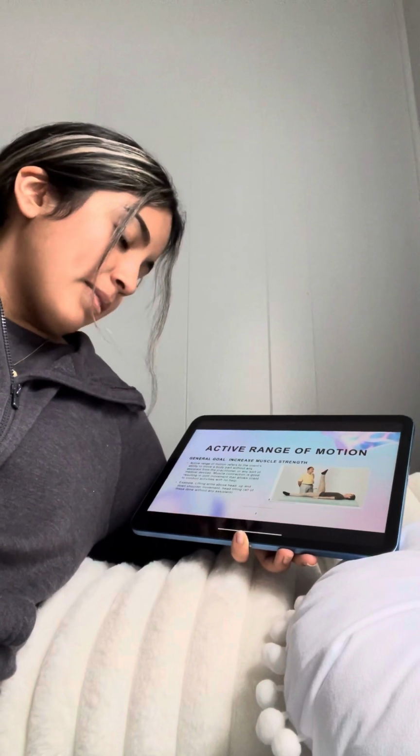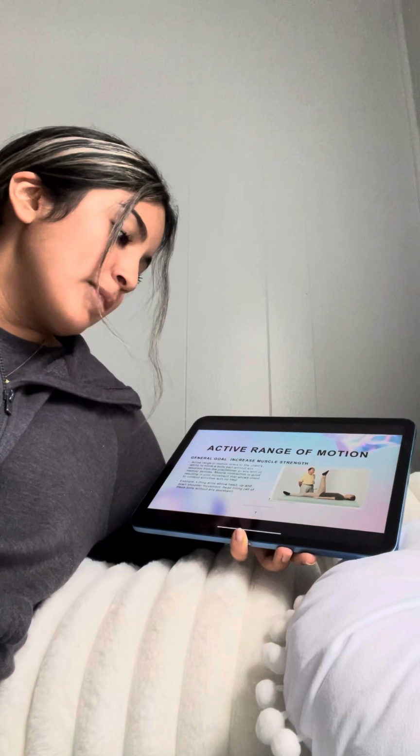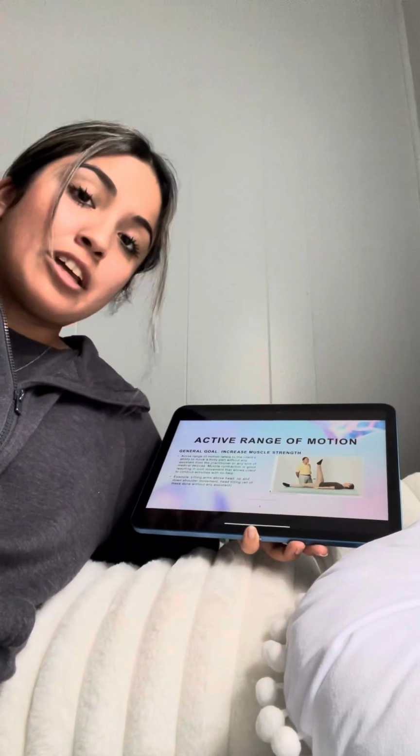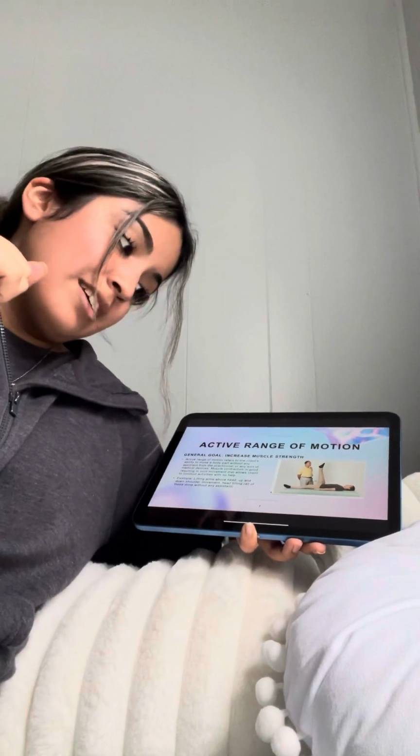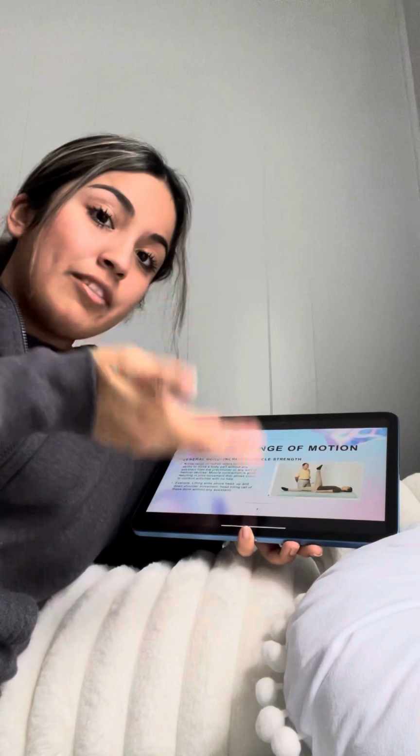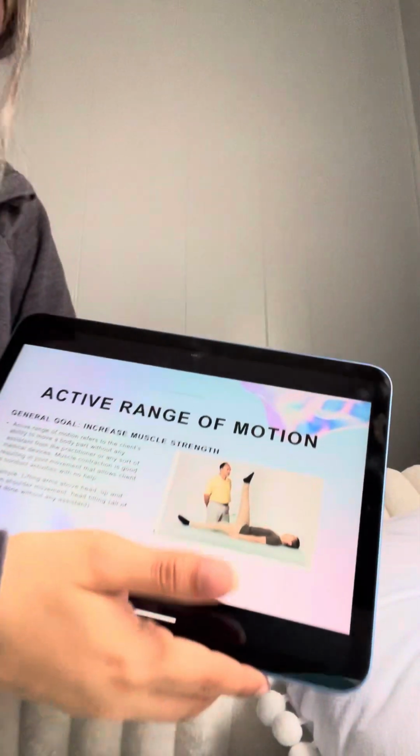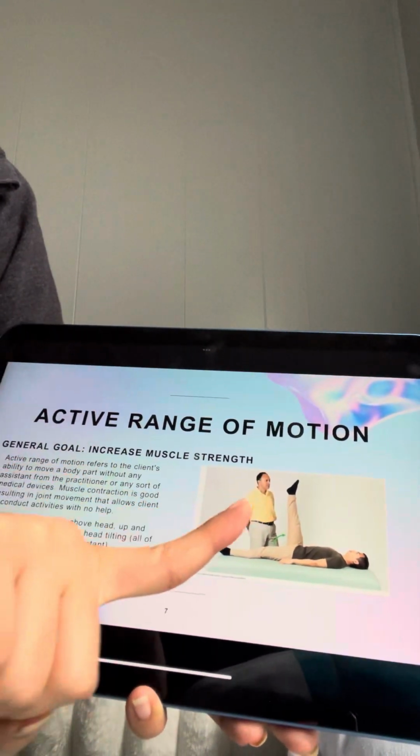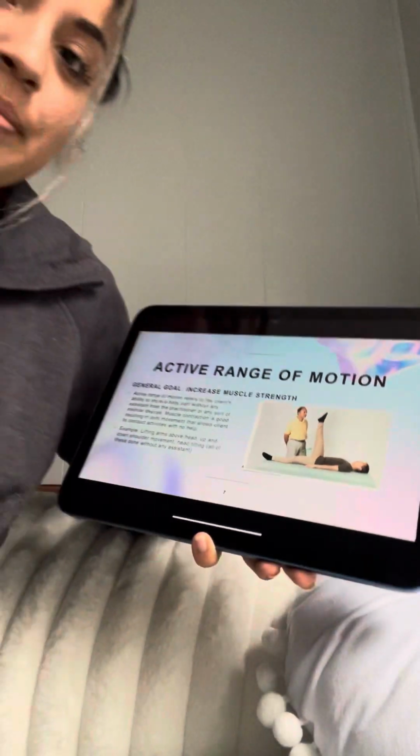or any medical devices. Muscle contraction is good, resulting in joint movement that allows the client to conduct activities with no help. Examples would be someone lifting up their arms above their head, up and down shoulder movement, head tilting, all of these without any assistance. And in this image, we see the guy lifting his leg up, and the little arrow shows that he moved it up by himself while the practitioner was just watching.